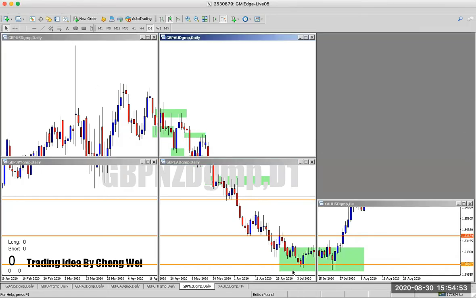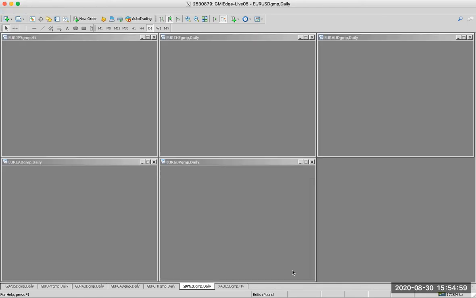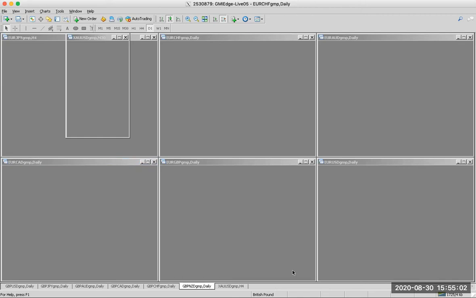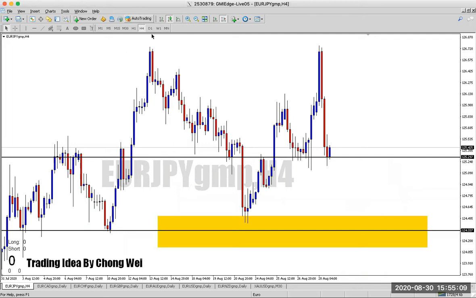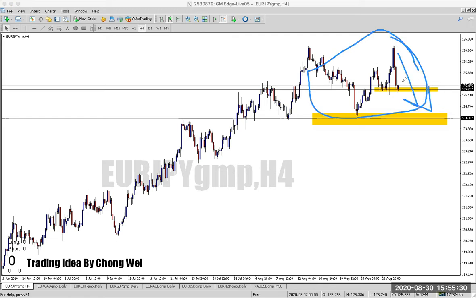Okay, the next will be Euro Yen. This is a buy area. I'll be looking for a buy in this area. As we can see, overall the trend is very clear. There's no setup yet to show it going further down. So by looking at this, we can still confirm it as an uptrend, and the buyer is still in control at the moment.